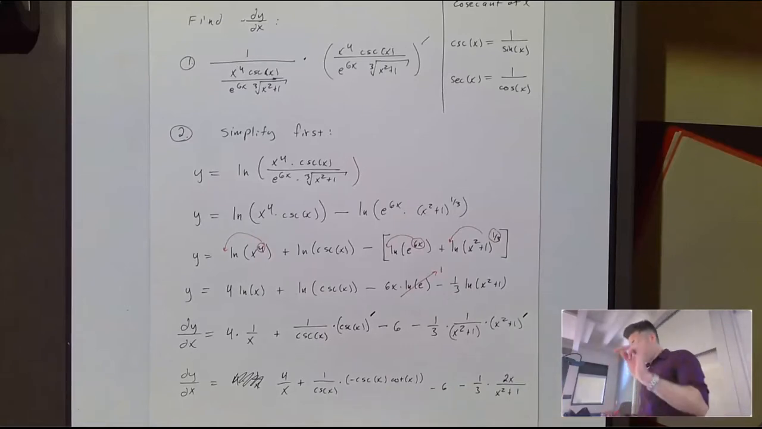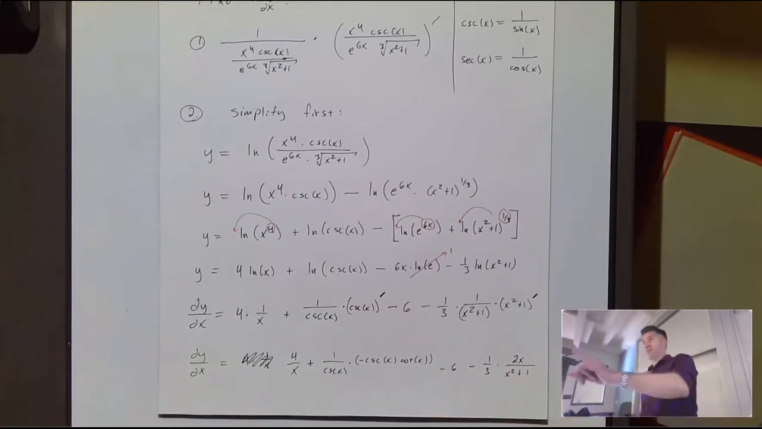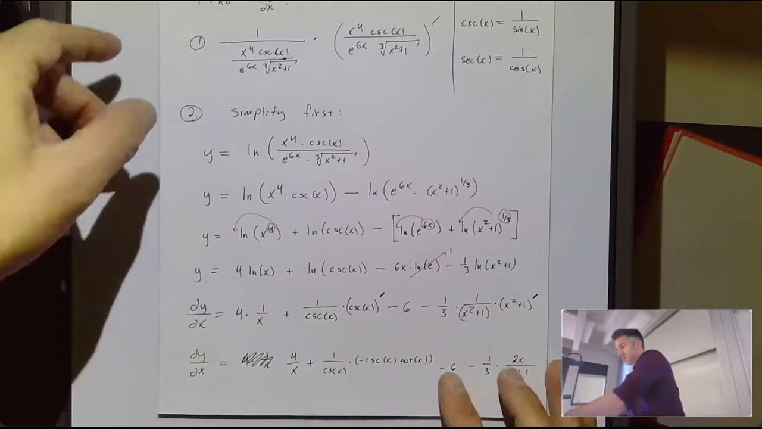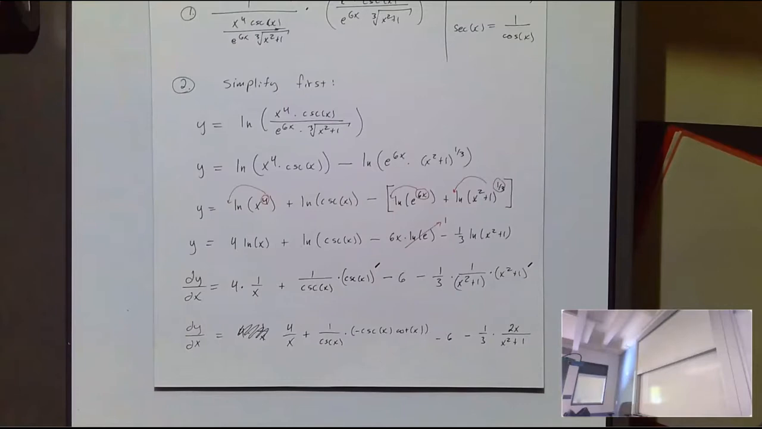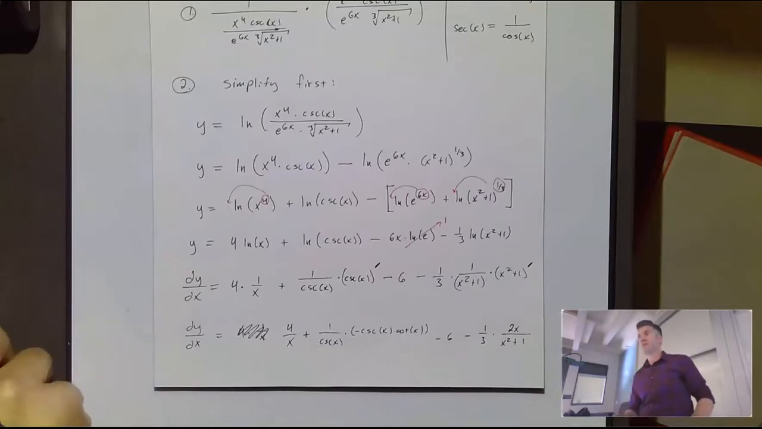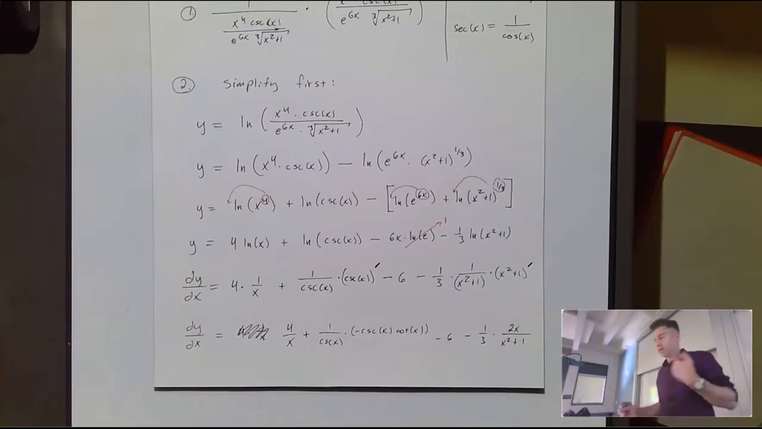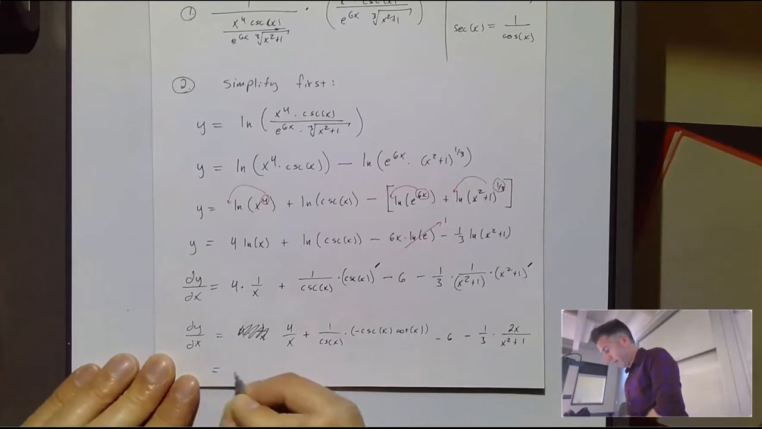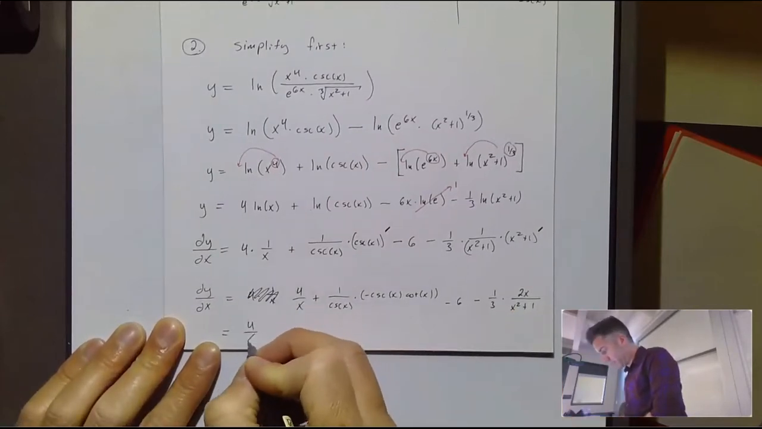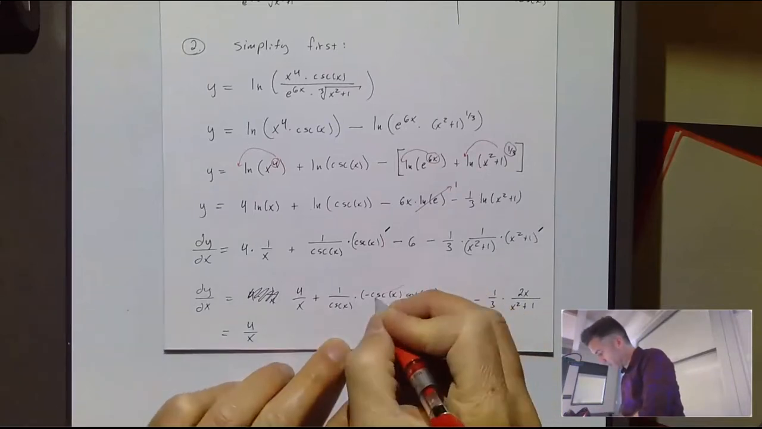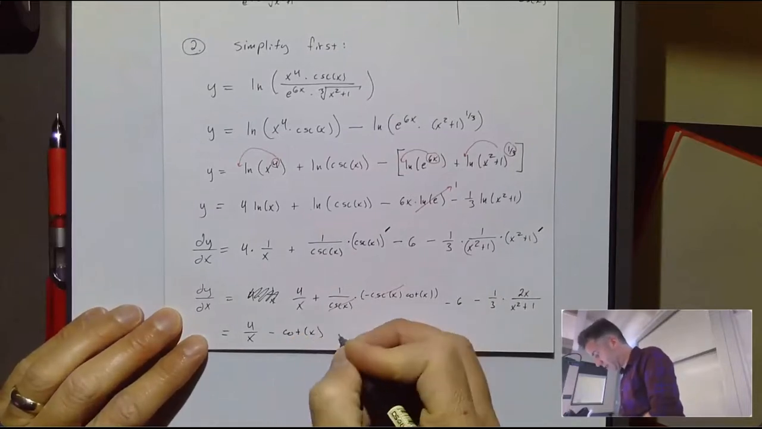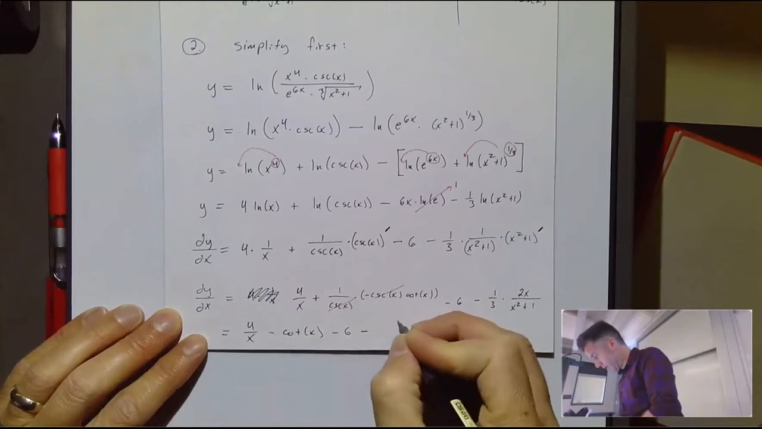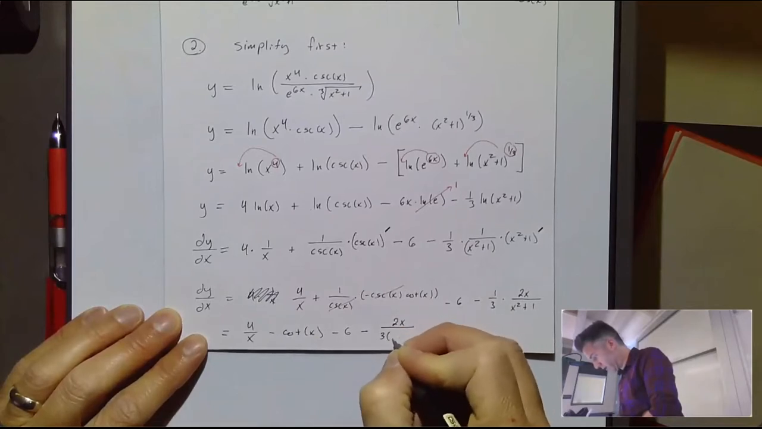So one last thing. Don't worry, I think I know what your question is. But, oh, sorry. Right here? That says negative cosecant of x times cotangent of x. And then if I was simplifying this, I would probably rewrite it as 4 over x. I would cancel a cosecant here and a cosecant here and get minus cotangent of x minus 6 minus 2x over 3 times x squared plus 1.